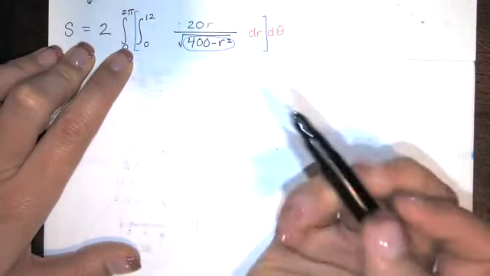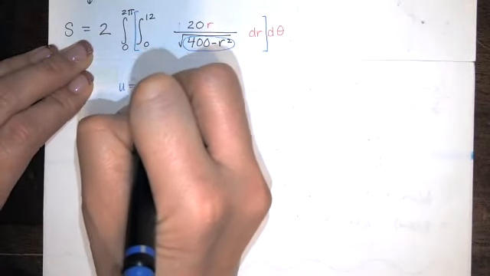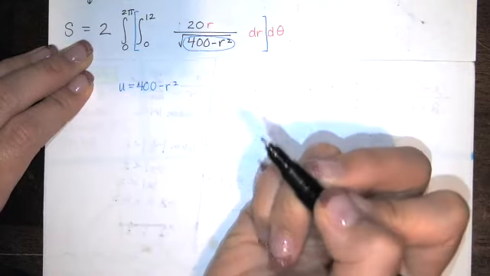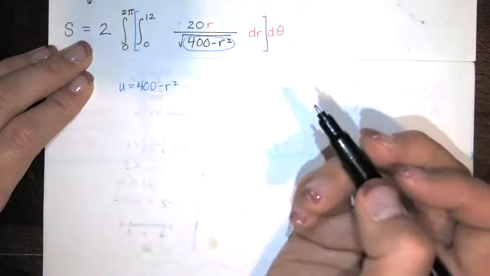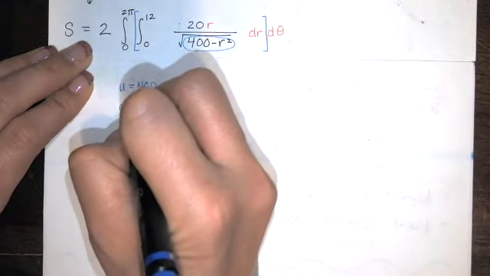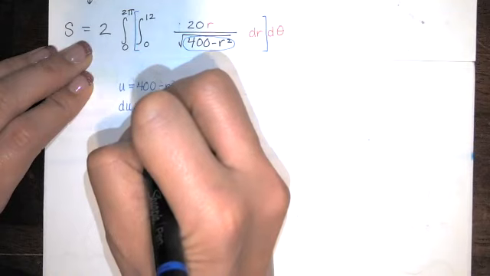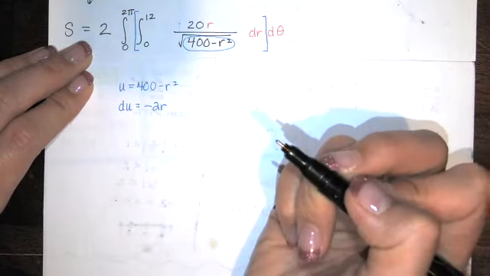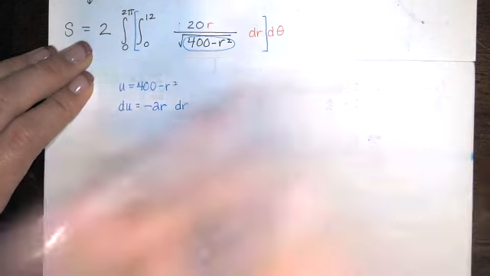So I see a function nested inside another function. If I'm trying u-substitution, I'll assume that u is my inside function. Then we'll compute the derivative of that. The derivative of this with respect to r is just negative 2r times dr. That would give us our du.